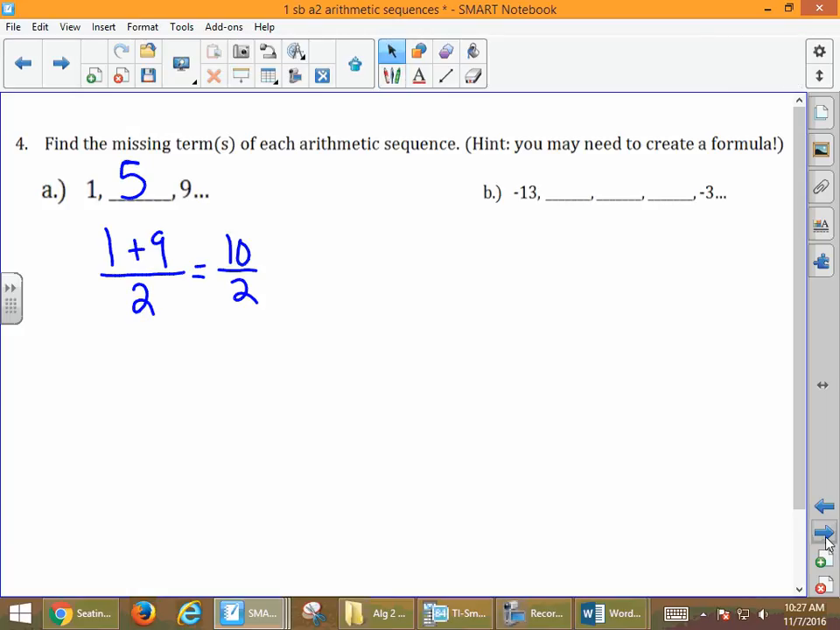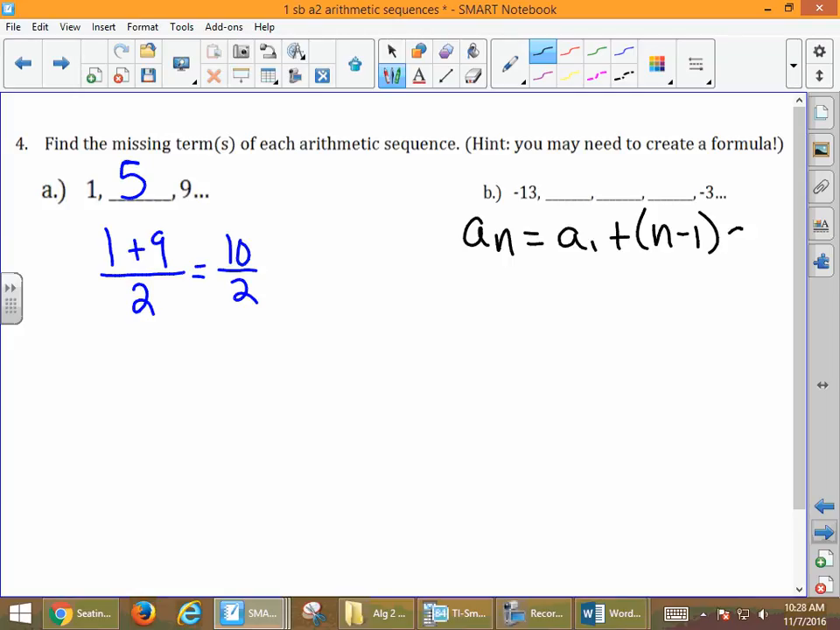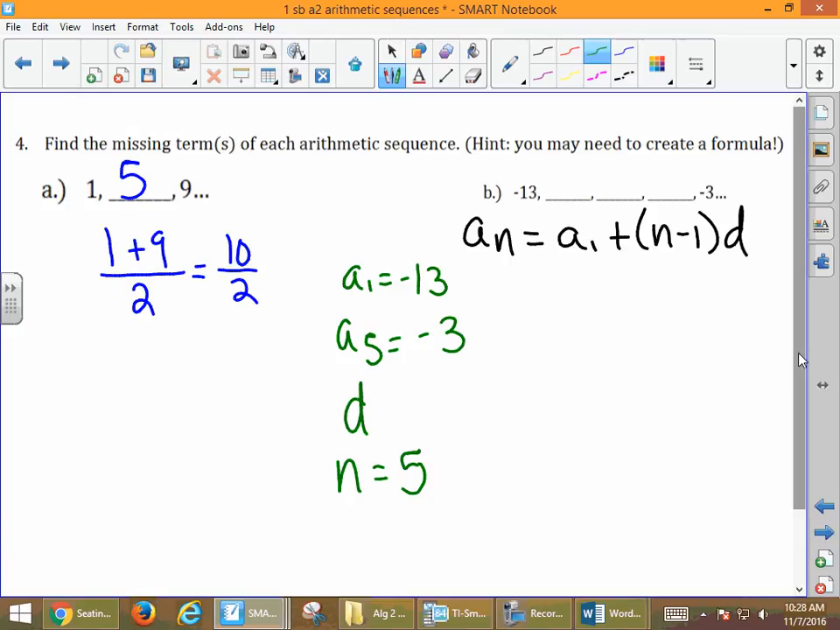And what we know in this particular problem is that the formula that we're going to use to figure it out is a sub 1 plus n minus 1 times d. But we know that a sub 1 is negative 13. And then that's the first, and then we have second and the third and the fourth. A sub 5 is negative 3. We don't know what our common difference is, but because we know a sub 5, that means that n equals 5. And we can come up with our formula so that we can figure out our missing terms in our problem.